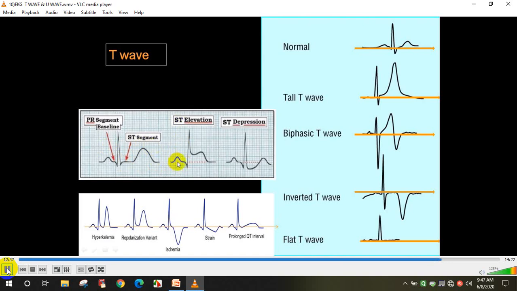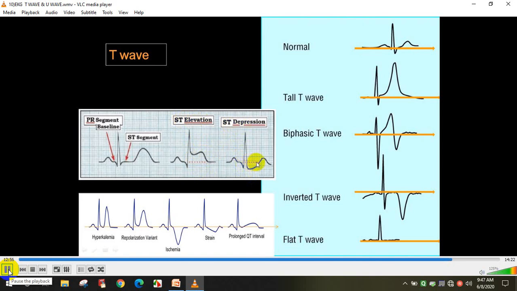Whenever you see this isoelectric line, there is an elevation of the J point. So the ST segment is elevated and the T wave is upright. So along with ST segment elevation or depression, there are T wave changes. So this is called ST elevation with T wave upright.